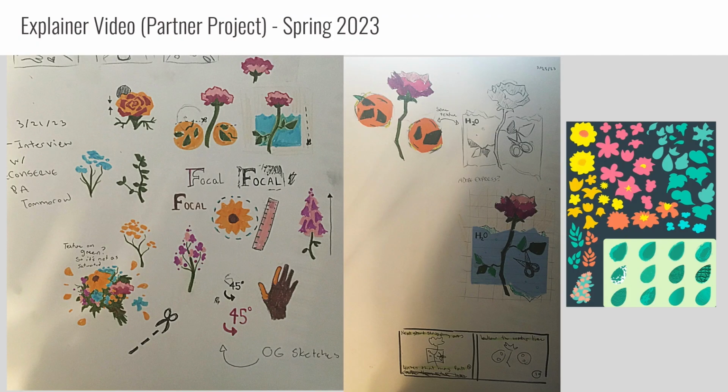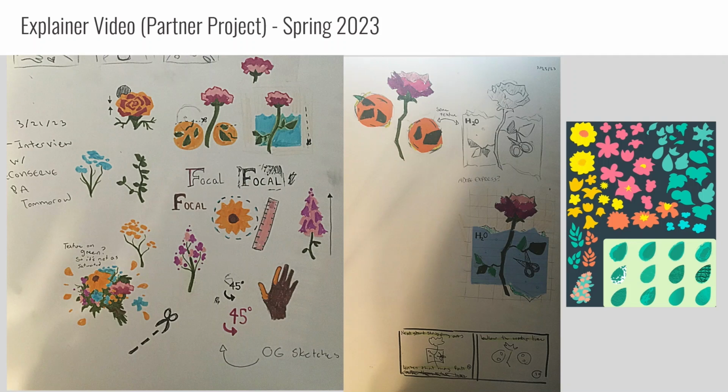The next project is an explainer video partner project for Intro to Sequence, Motion, and Visual Communication. This was a group project with Cassie Van Nest. For our explainer video, we decided to do a step-by-step on how to make a bouquet.